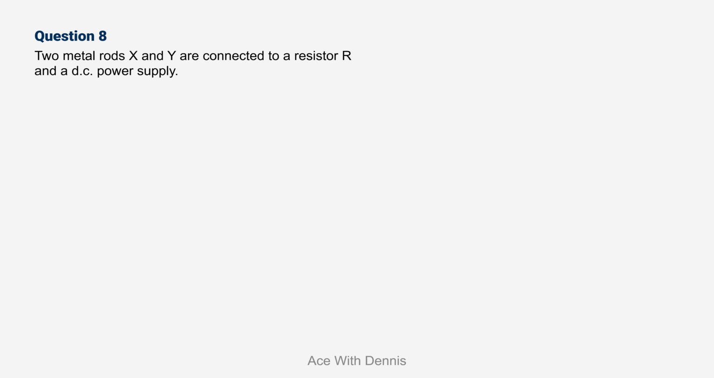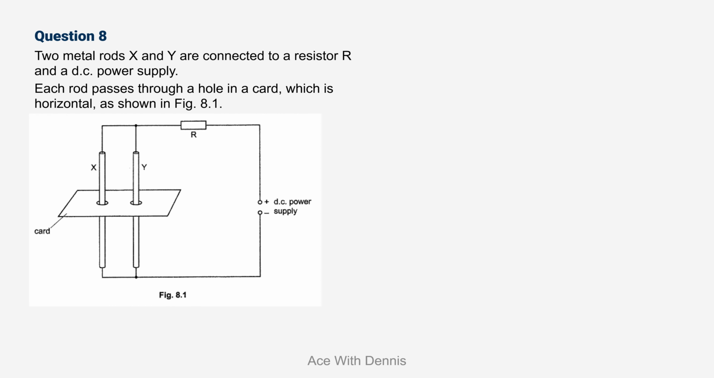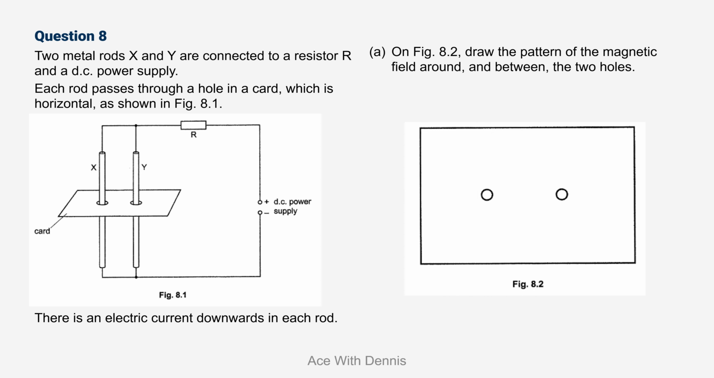Question 8. Two metal rods X and Y are connected to a resistor R and a DC power supply. Each rod passes through a hole in a card which is horizontal, as shown in figure 8.1. There is an electric current downwards in each rod. A. On figure 8.2, draw the pattern of the magnetic field around and between the two holes. Mark the direction of the magnetic field lines on your pattern. 3 marks.